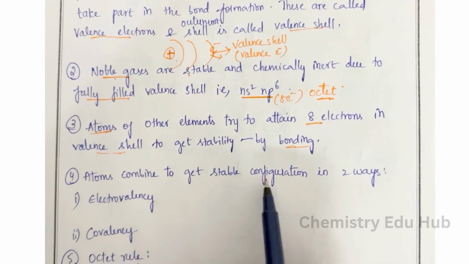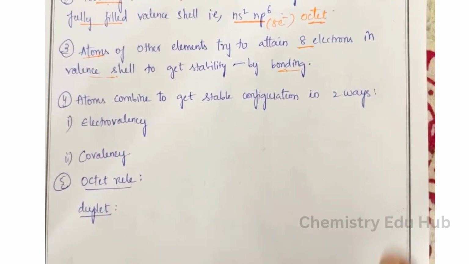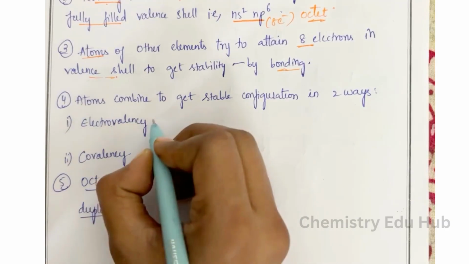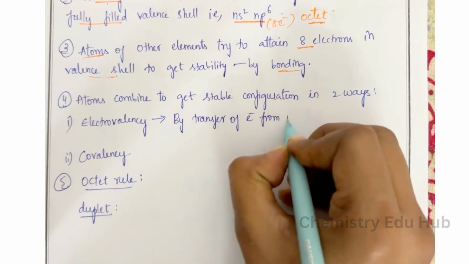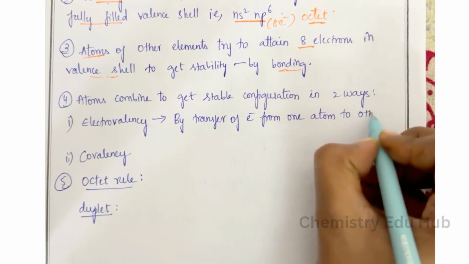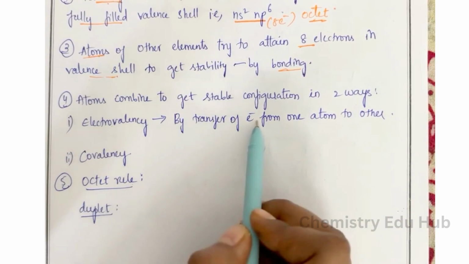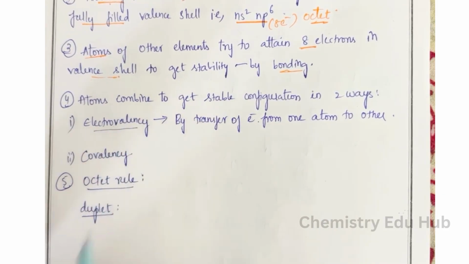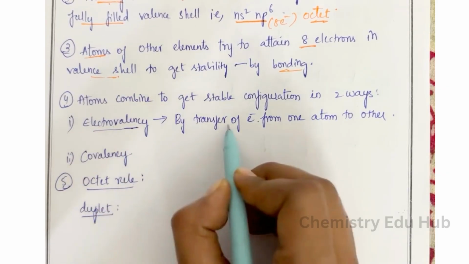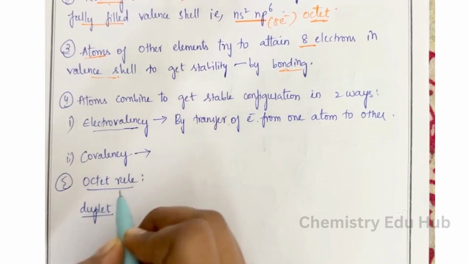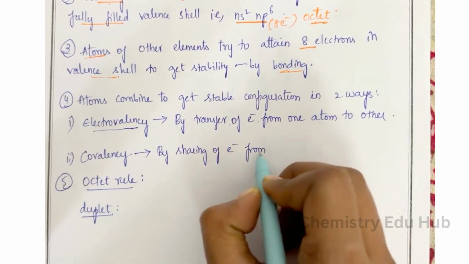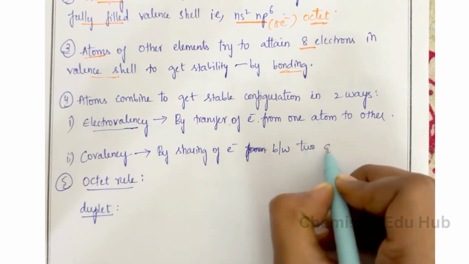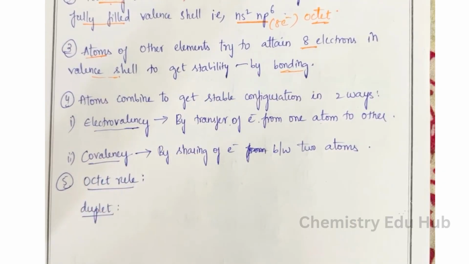Then how do atoms combine to get stability? They can combine in 2 different ways. One is by transfer of electrons from one atom to another. Such valency is called electrovalency. The valency attained by the transfer of electrons is called electrovalency. Apart from that, by sharing of electrons between 2 atoms, you can also see bond formation. Such valency is called covalency. Accordingly, you will have 2 different types of bonding possible in nature.